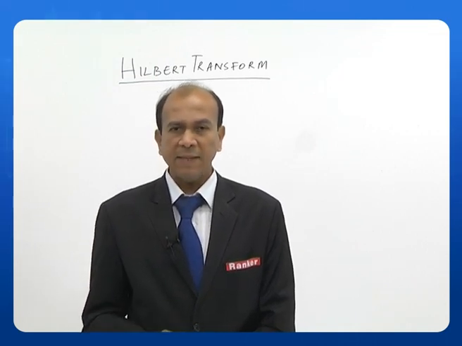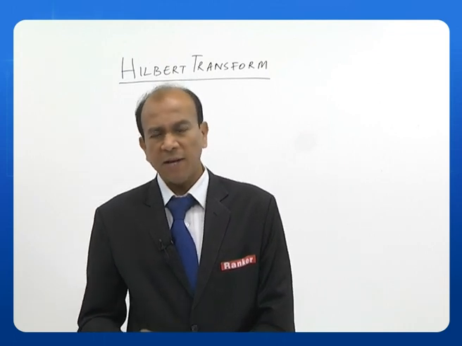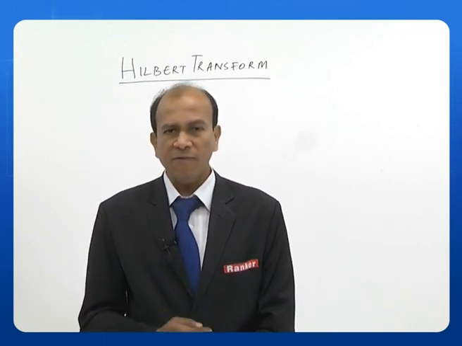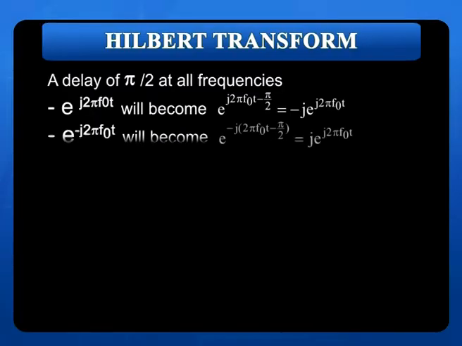So, when I pass a cosine signal with a certain phase angle theta through a Hilbert transform, the output will be a sine function because of the phase lag of 90 degrees. A Hilbert transform adds a delay of pi by 2 at all frequencies. That means e to the power of j 2 pi f naught t will become e to the power of j 2 pi f naught t minus pi by 2, that is minus j e to the power of j 2 pi f naught t.